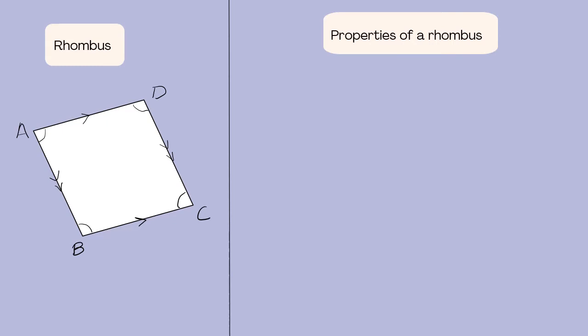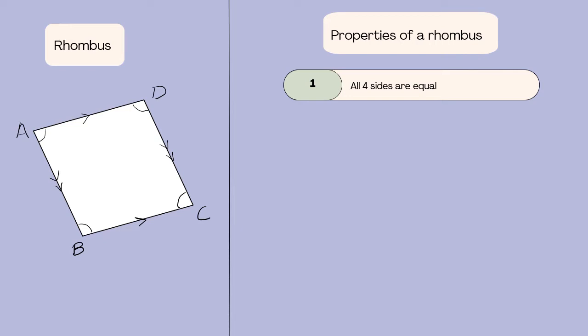So the first property of a rhombus that we need to know is that all sides are equal. So for example, if AB is 5 centimeter, then automatically BC is 5 centimeter, CD is 5 centimeter, and DA is 5 centimeter because all four sides are equal.